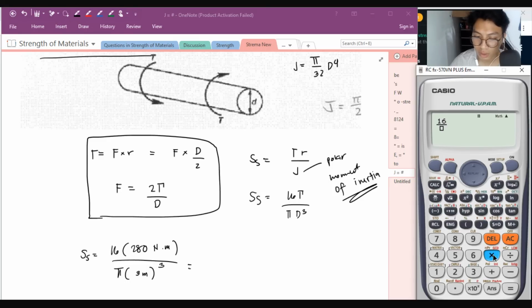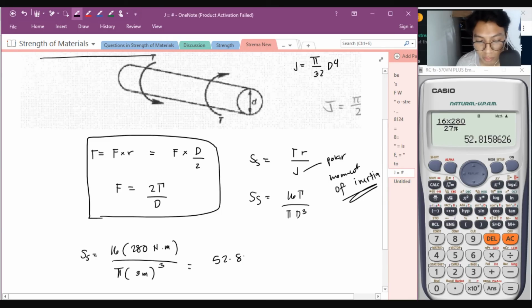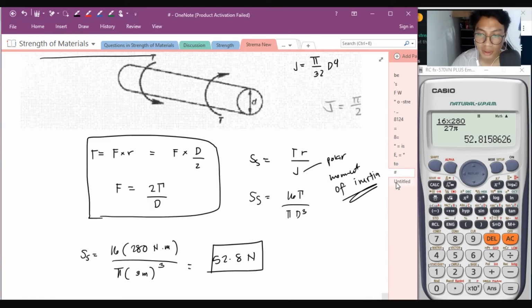16 times 280, divide by 27. 3 times 3, 9 times 3, 27. Shift pi. The answer is 52.82 kPa. Very basic. Next one. The last one.